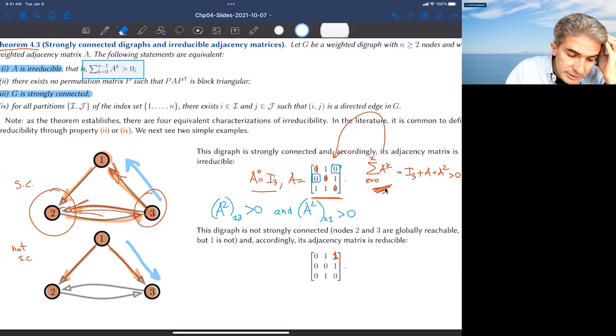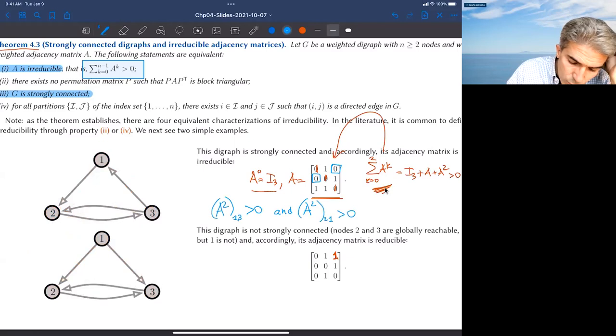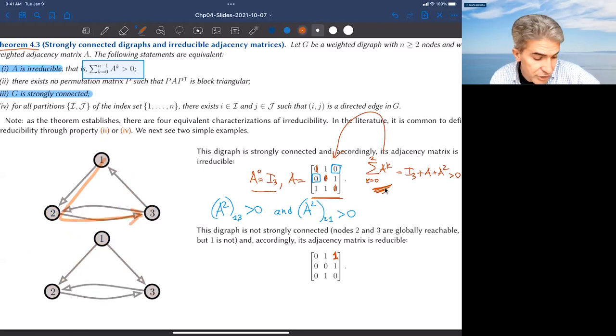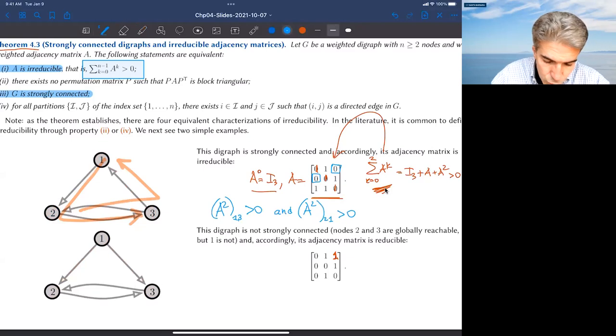That's what I need to check, and I can do it in many ways. For example, what does A_13 mean? Well, we just said that for the matrix A squared, this is a path of length two from one to three. Is there a path of length two from one to three? Yes, there is, through the node two. And similarly, for A squared 2-1, is there a path of length two from two to one? And the answer is yes, there is, right?